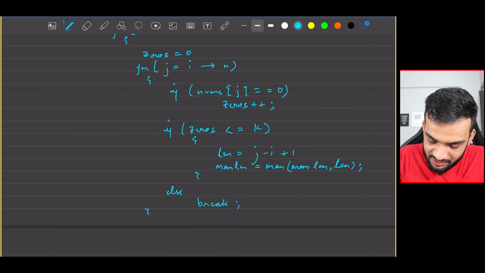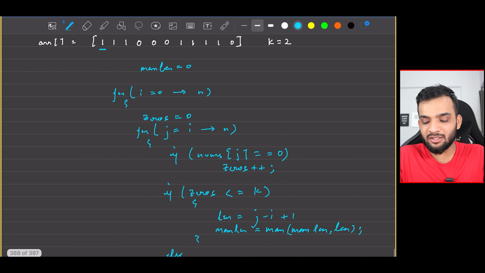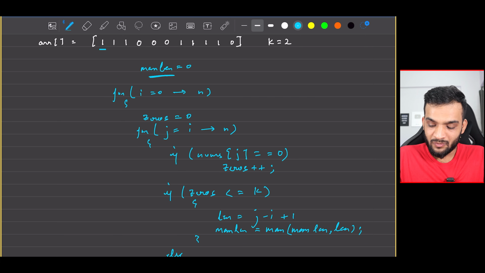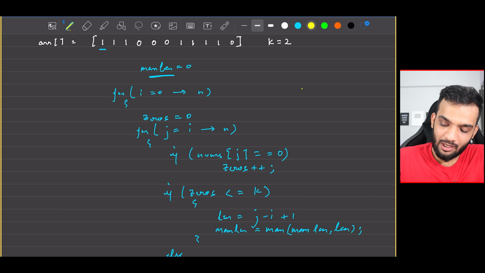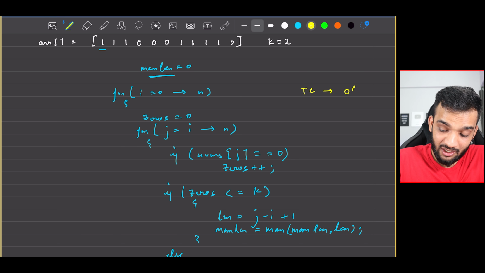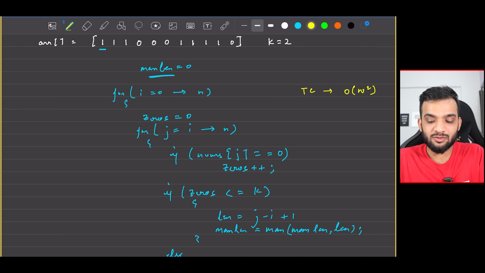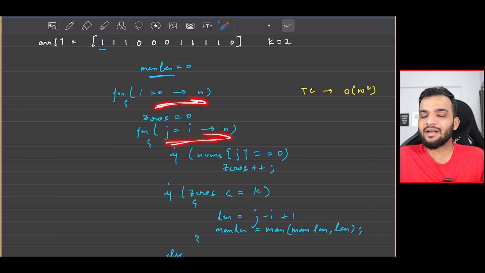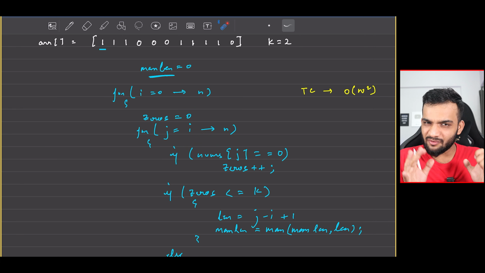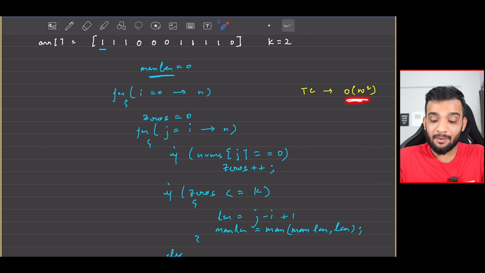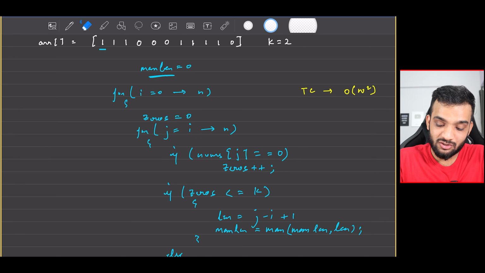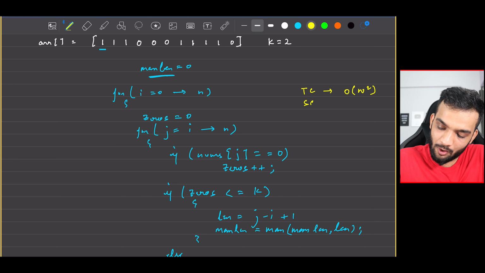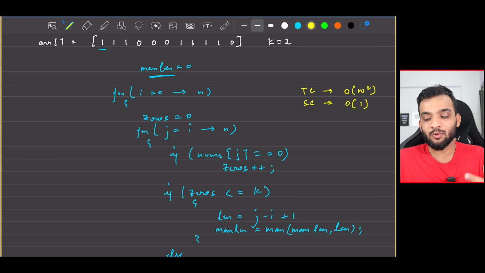The first for loop ends and the second for loop ends, and eventually you can print the max length. What is the time complexity? I'm running a couple of loops, somewhere near about n square, not exactly n square, because the first loop is running for n and the next loop is not running for exactly n, it's somewhere near about n. So the time complexity is big O of n square, and the space complexity is big O of 1, because I'm not using any external space.